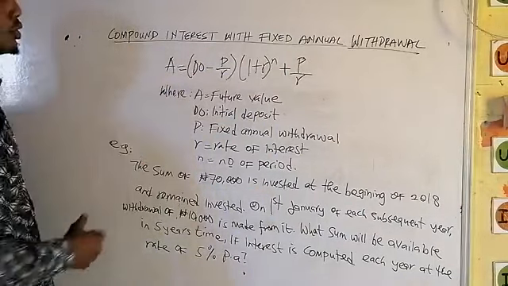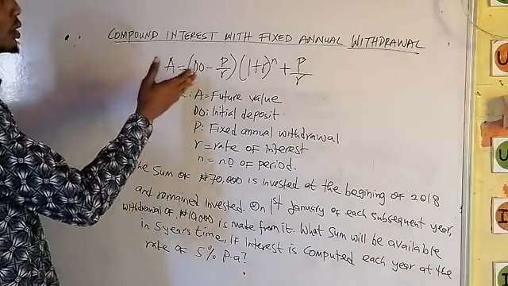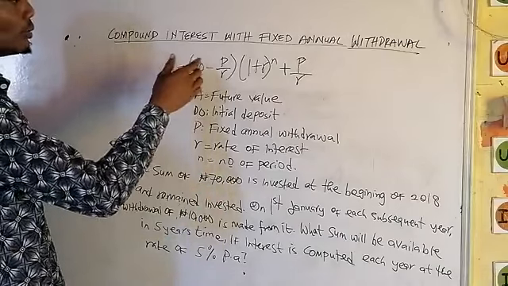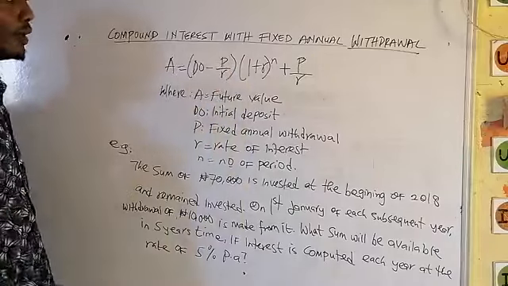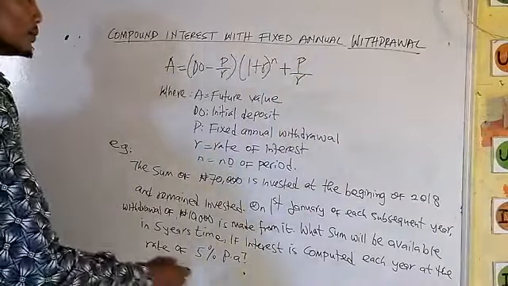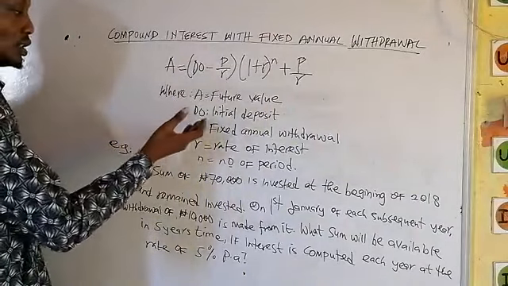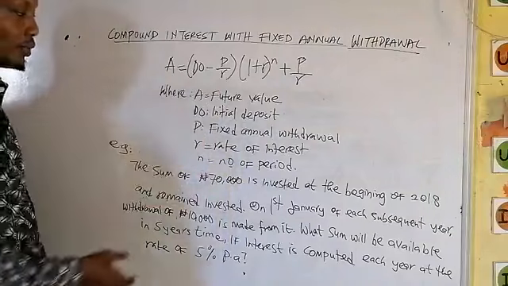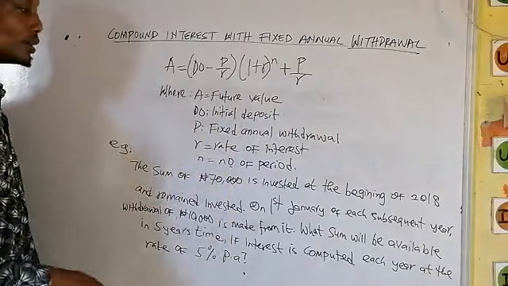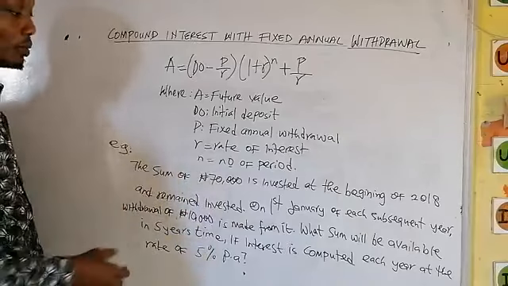This is the formula to use when you have this case at hand: A = (D0 - P/R)(1 + R)^n + P/R. Where A is the future value, D0 is the initial deposit, P is the fixed annual withdrawal, R is the rate of interest, and n is the number of periods.